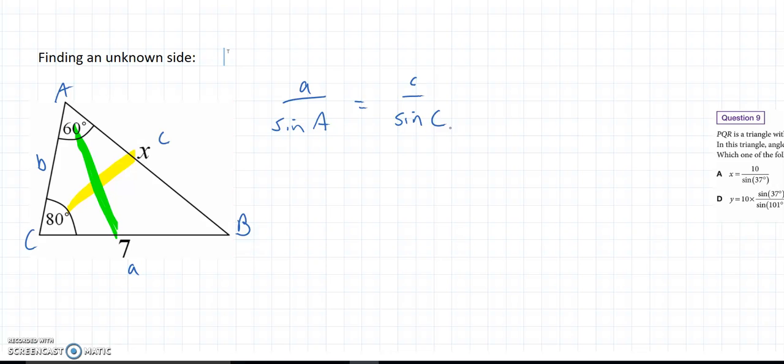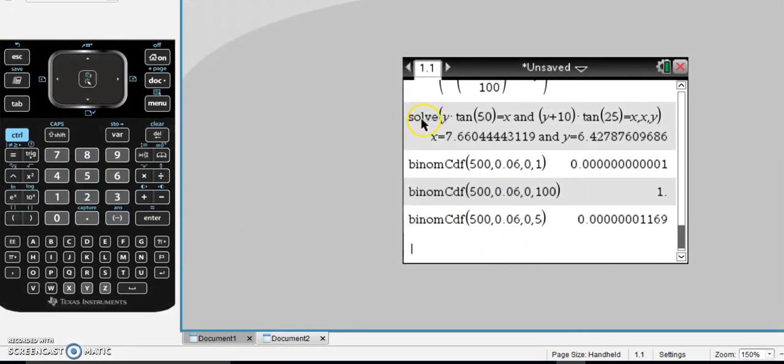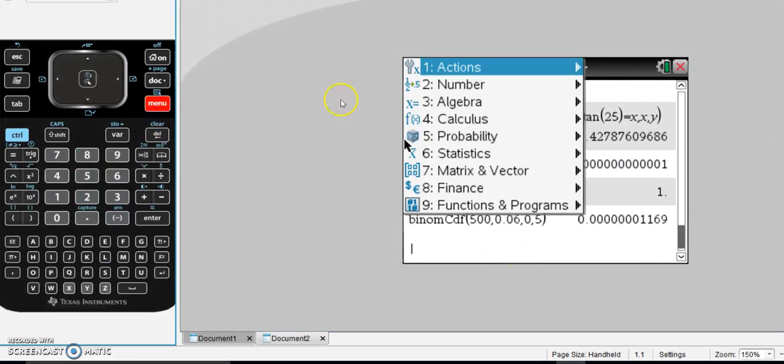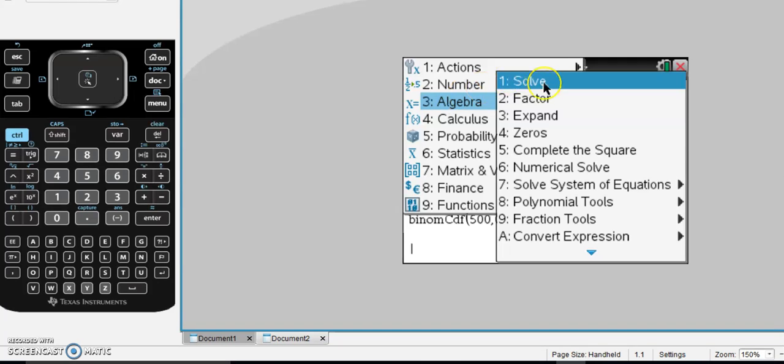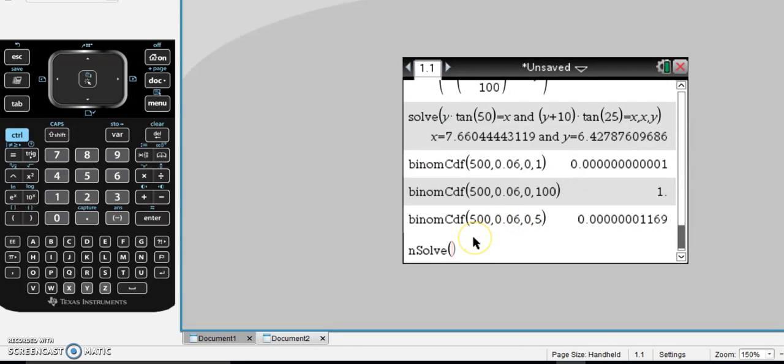So in our case, it is 7 over sine 60 equals x over sine 80. Now note, from this point, you can use CAS. And at this stage, I'd like to introduce a slightly new version of solve. So in the past, we've always just used solve. But there's another option. Menu 3. Instead of 1, which is ordinary solve, we can go numeric solve, which just looks like nsolve.